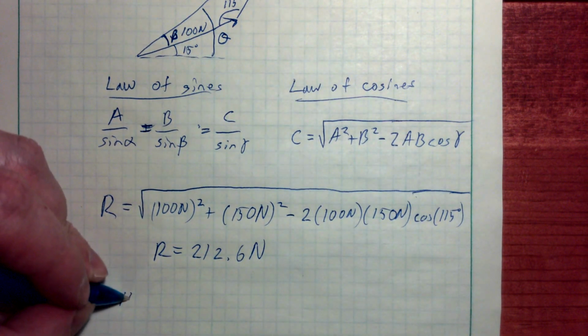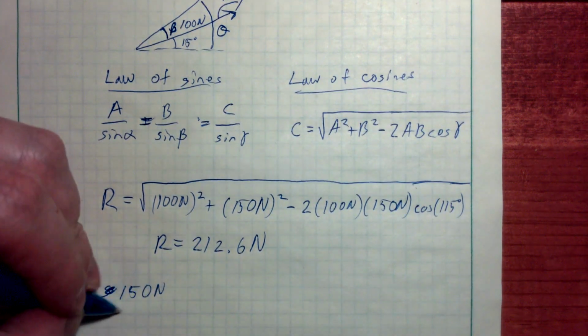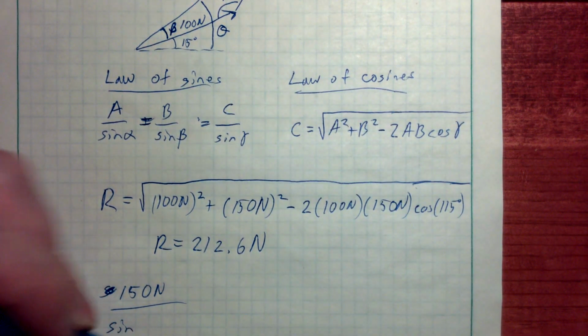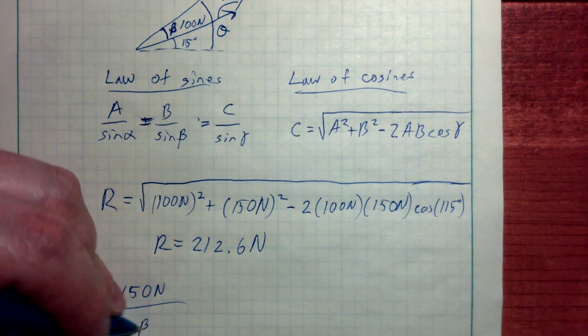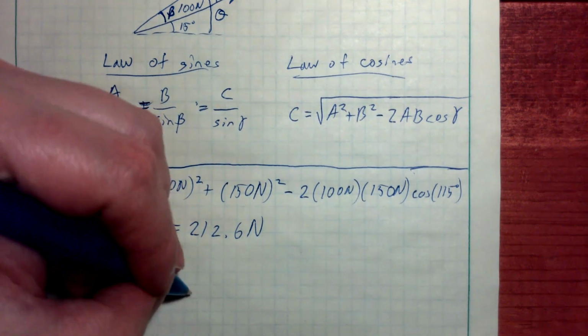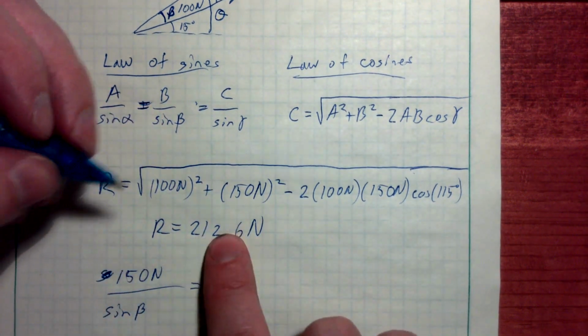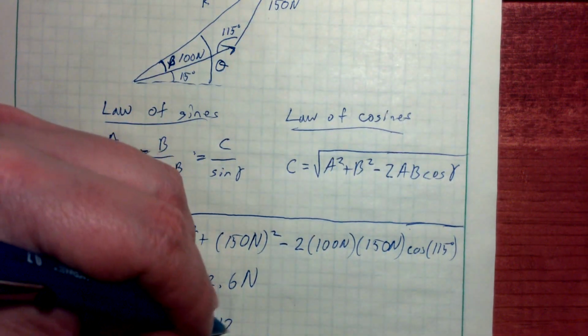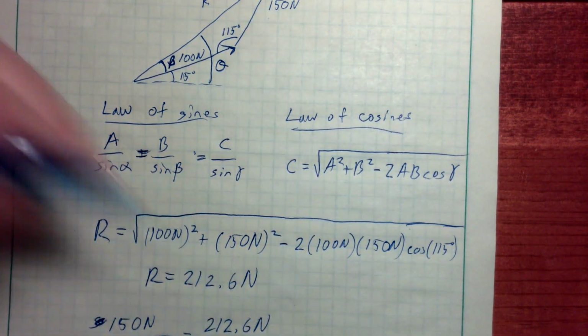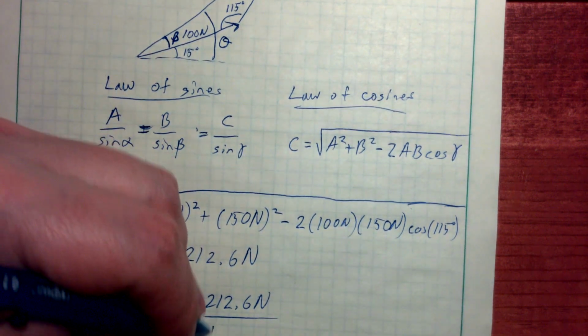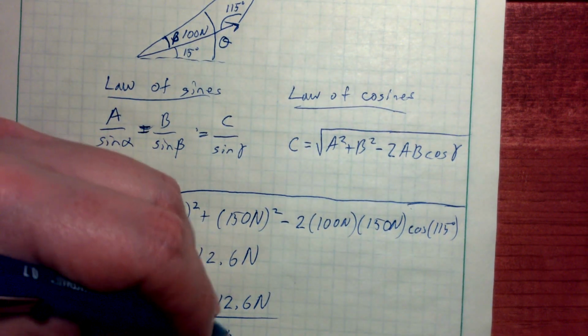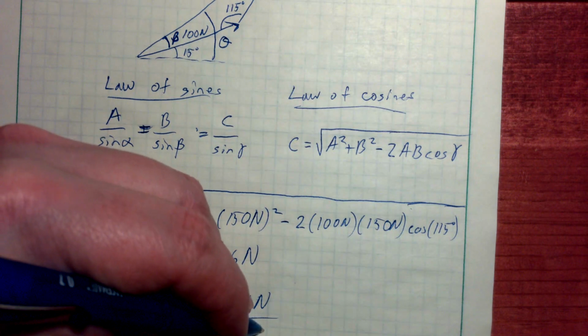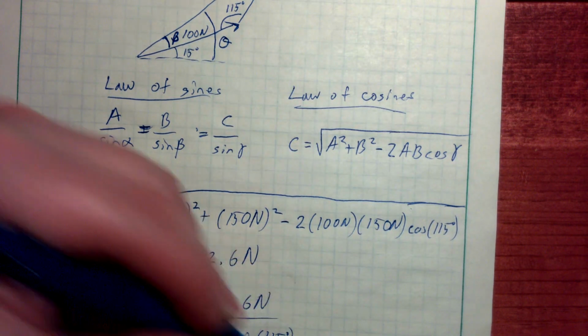So what I can do is say, if I take 150 newtons divided by the sine of beta, that's going to equal what I've just found, this R, 212.6 newtons, and it's opposite of the 115 degree angle, so I need the sine of that 115 degree angle.